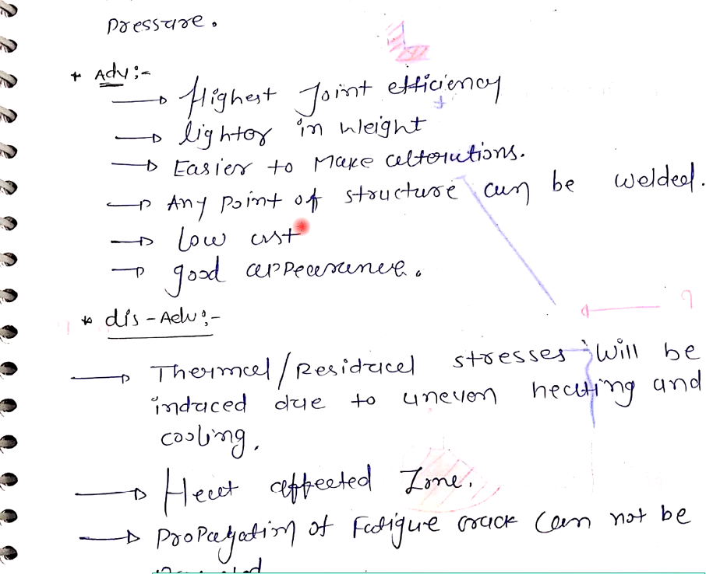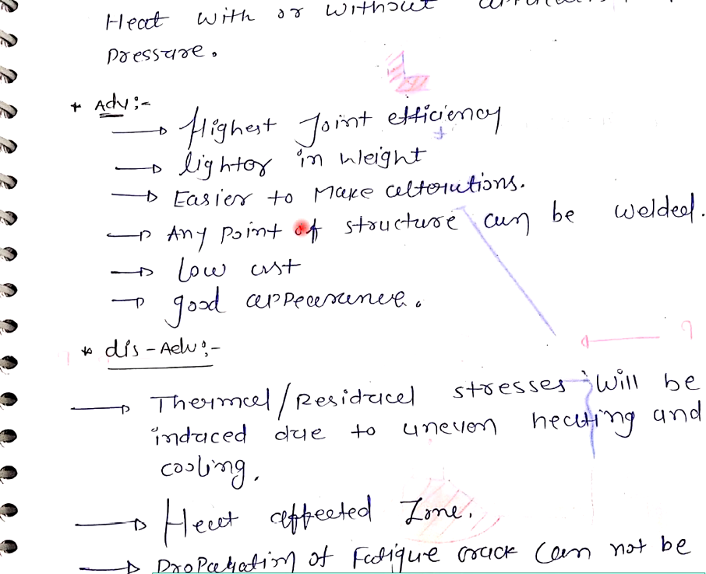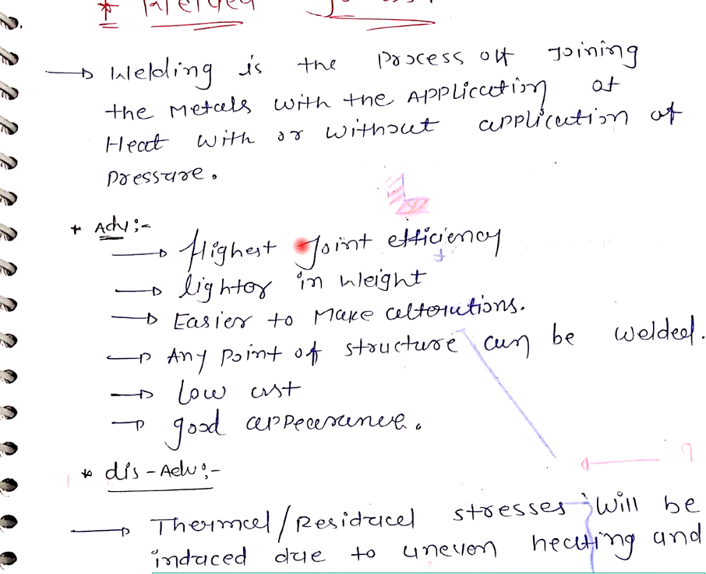What are the different advantages of the welding process? The first very important advantage is highest joint efficiency. It is lighter in weight and easier to make alterations. It means if you want to disassemble two metals joined by a welded joint, it is a very easy method to make alterations. Any joint or structure can be welded. It is low cost and has good appearance.